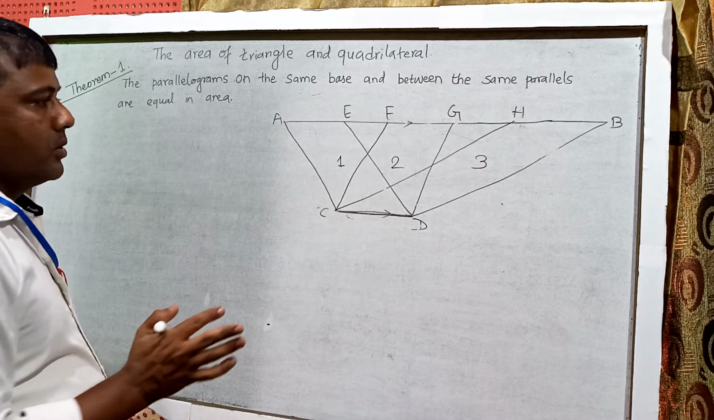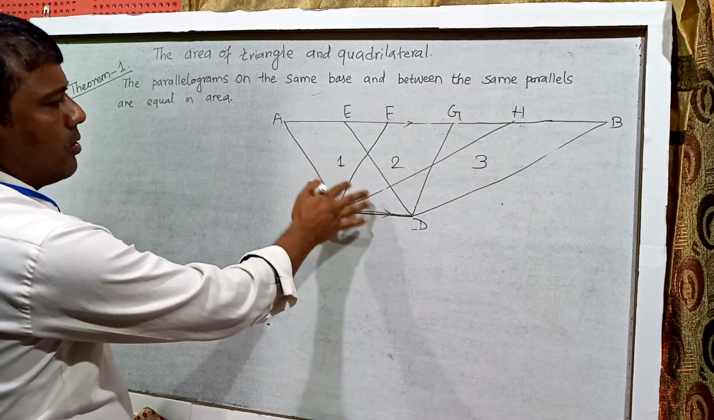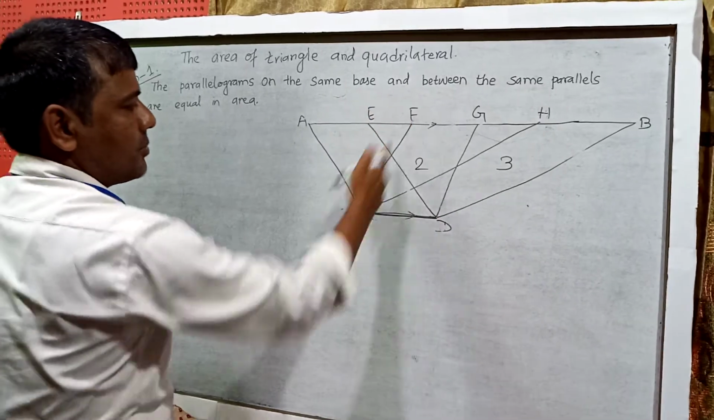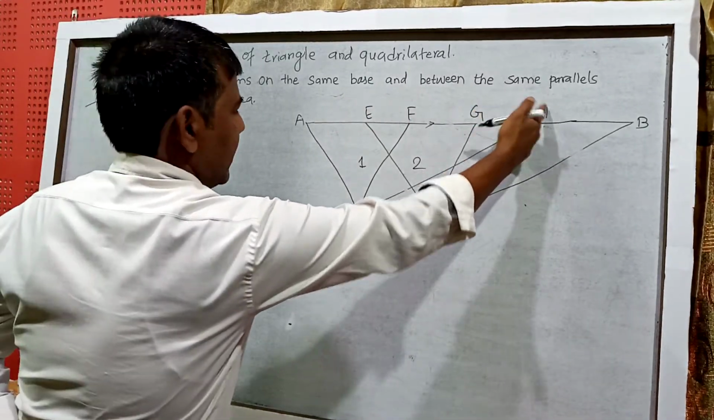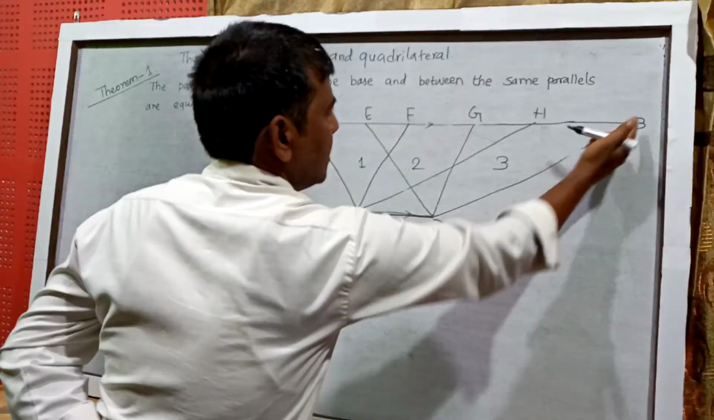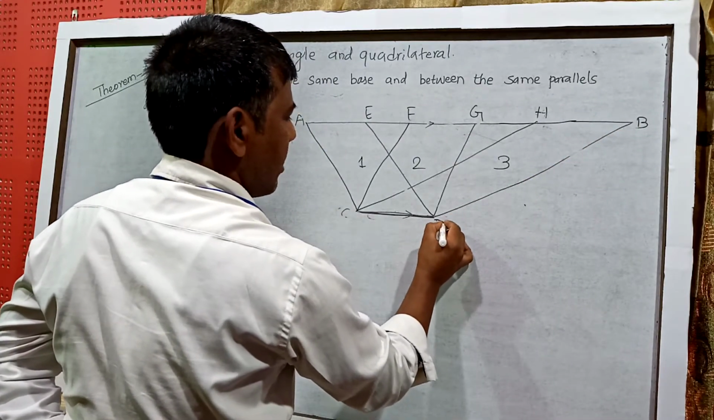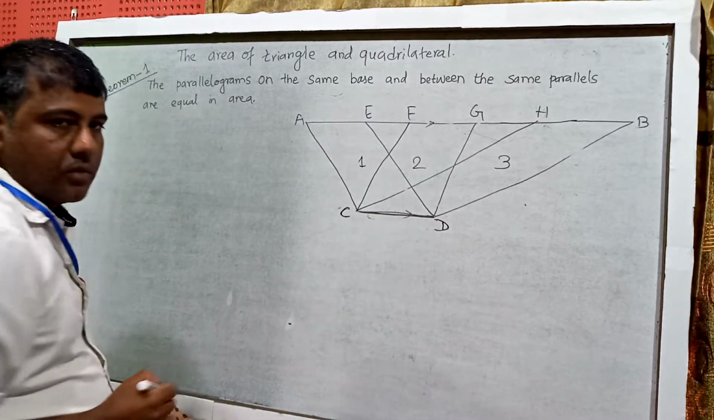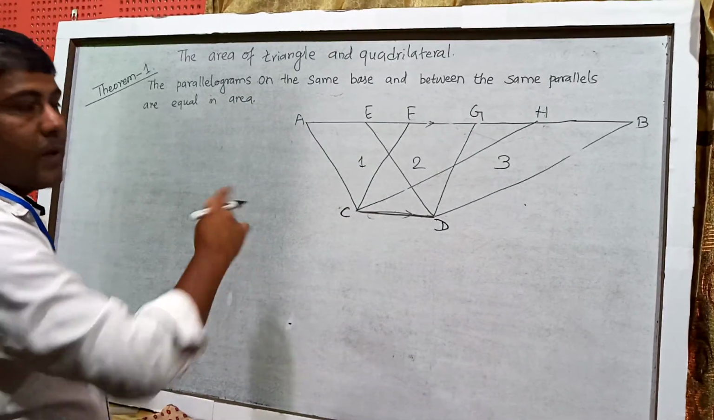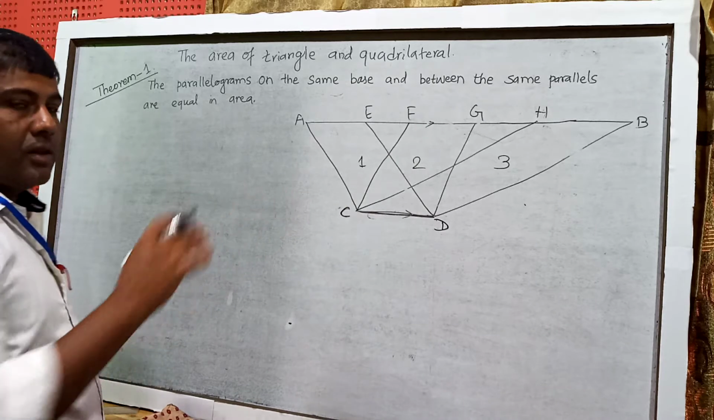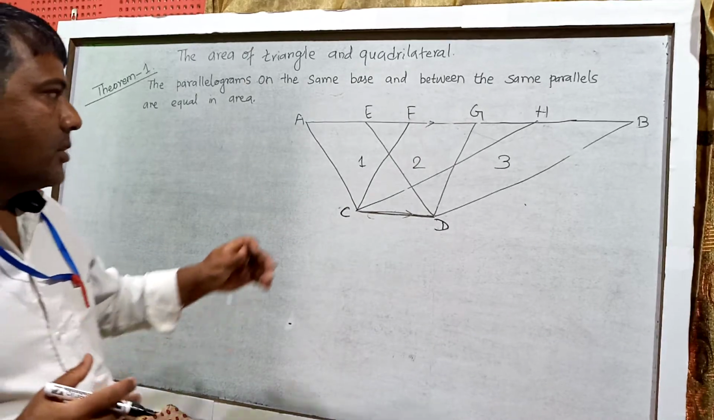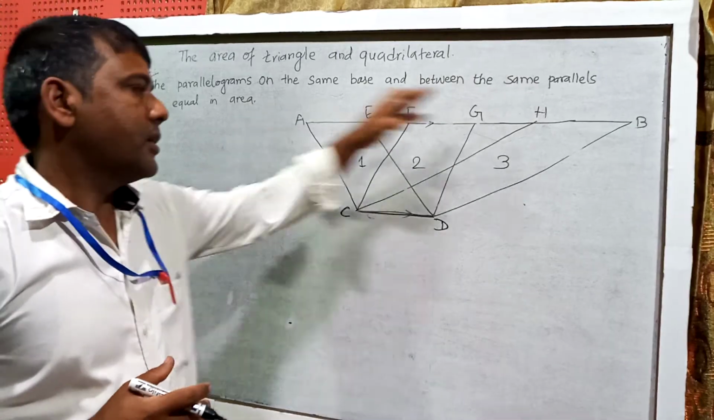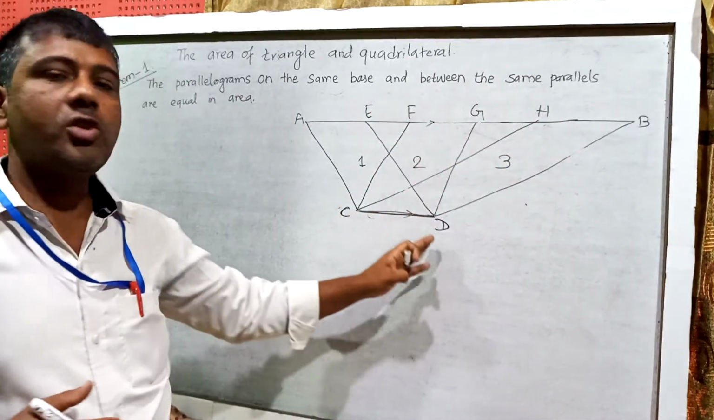Suppose there are three parallelograms ACDE, FCDG, and HCDB. These three parallelograms are standing on CD. CD is the same base of these parallelograms, and these parallelograms are made between the same parallel lines AB and CD.